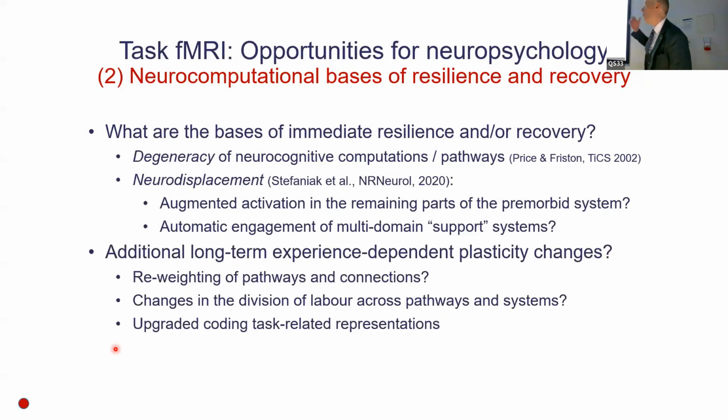There's also longer-term recovery. So maybe the brain can do some long-term reweighting. Sometimes it's called plasticity, experience-dependent plasticity, otherwise known as learning, where you reweight the pathways and connections through a learning process. And you could then see a change in the division of labor long-term in the systems. And of course, if we were doing task fMRI, we can maybe see that shifting through time and also maybe measure representations.